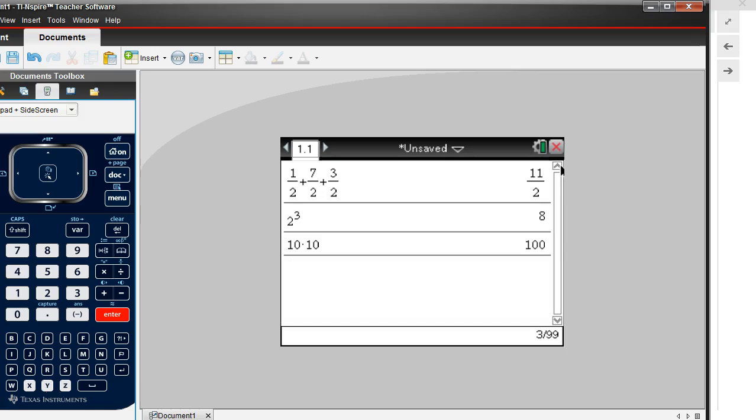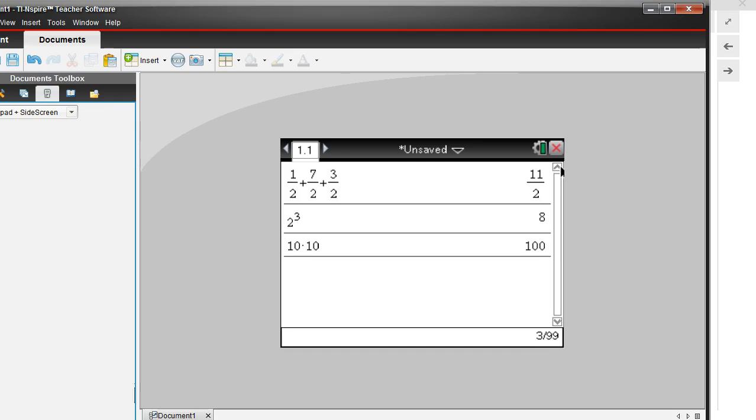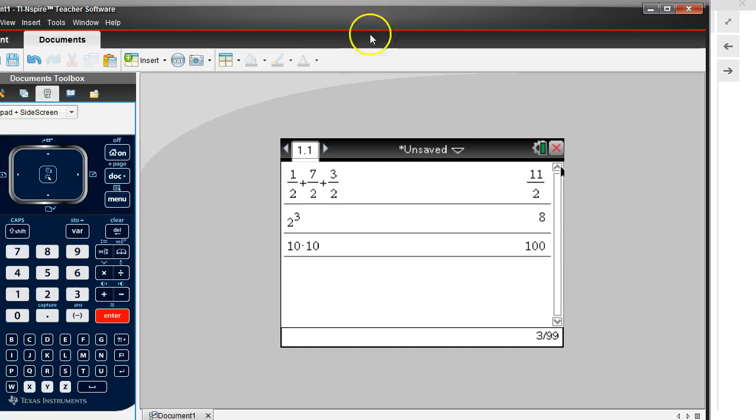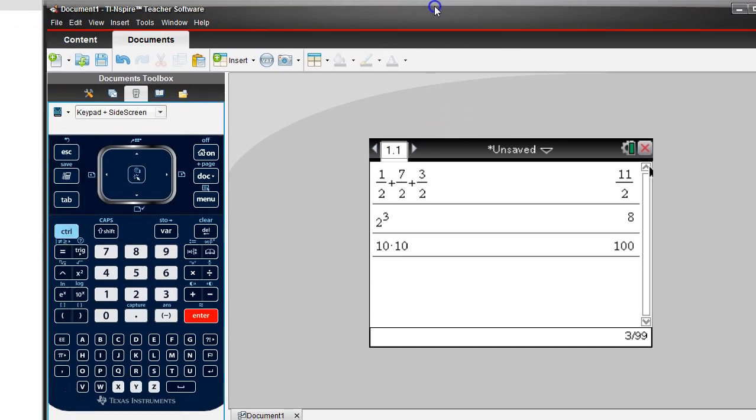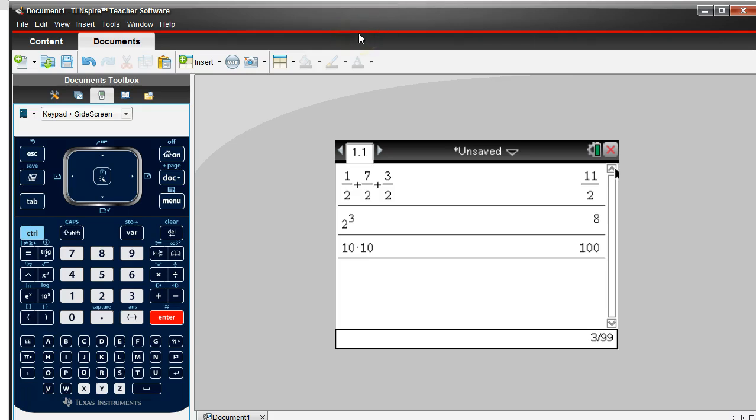Your square root button is above your x squared. I have to hit Control and there. You can open this calculator on your laptop or use the handheld calculator. So I'm going to do square root of 100. It should be inside here. Press enter. I get 10.